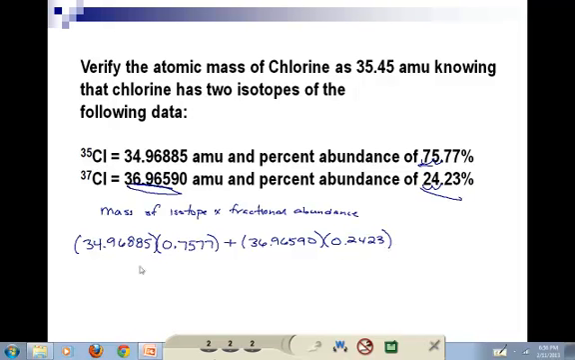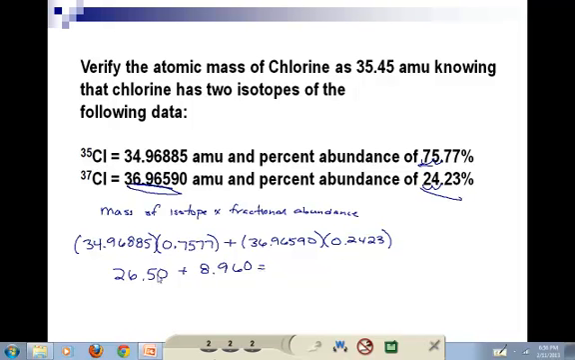Now we multiply these two. When you multiply these two numbers here, we get 26.50. We can only have 4 sig figs, so make sure you only have 4 sig figs there. We're going to add it to this here. When I multiply these two together, I get 8.96. Once again, I need 4 sig figs, so 8.960. Okay? Now, I add these two together.